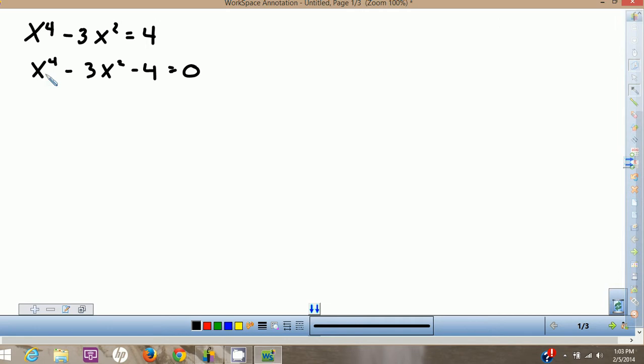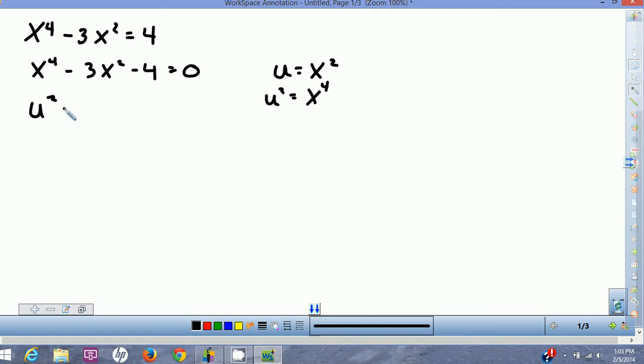a regular quadratic. So what I'm going to do is use u. And I'm going to say u is equal to x squared. And then I'm going to rewrite this. So if u is equal to x squared, then x to the fourth would be what? X to the fourth would be u squared. Right? Does that make sense? I'm going to square both of those. So x to the fourth is equal to u squared. So I'm going to rewrite this as u squared minus 3u minus 4 equals 0. Doesn't really matter which variable I'm using when I write that.